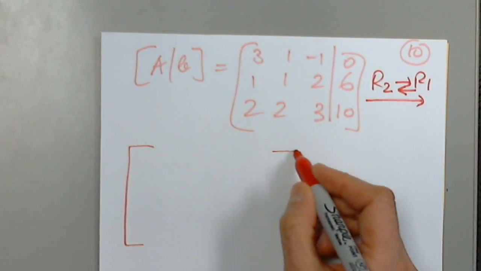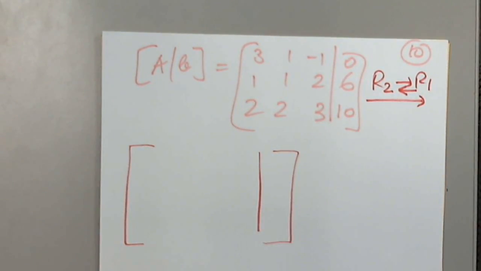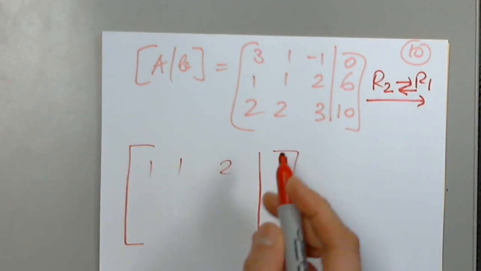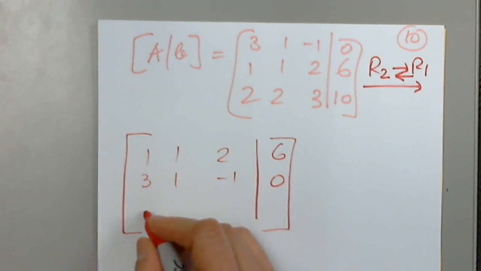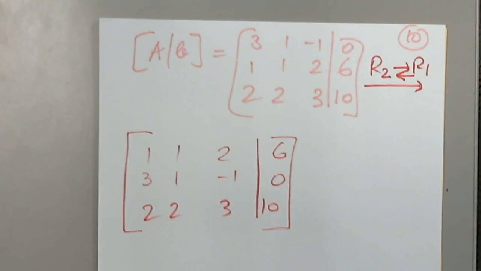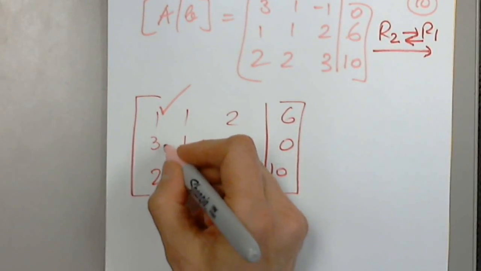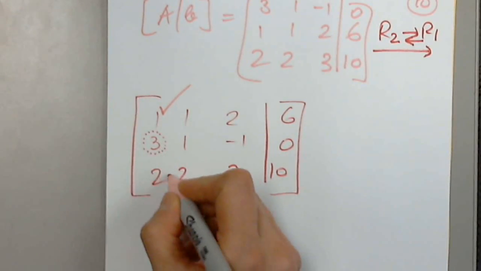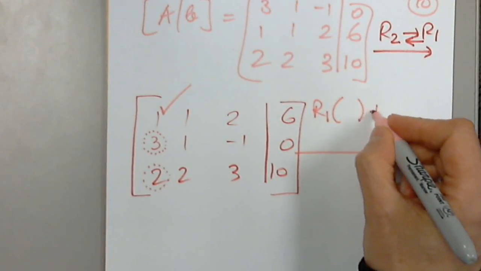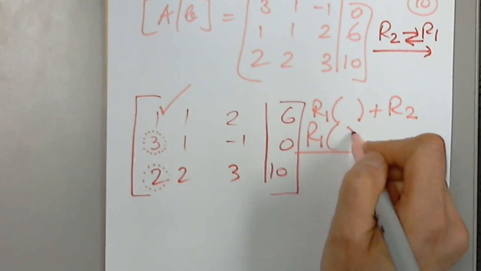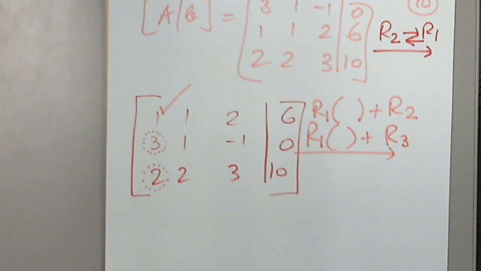So can anyone dictate? 1, 1, 2, 6. 3, 1, negative 1, 0. So my first step is accomplished. My first target is accomplished. Good. Now what row will I use to get a 0 here and then a 0 here? Row 1. Row 1 will be multiplied by something and added to row 2, and the same row 1 will be multiplied by something and added to row 3.